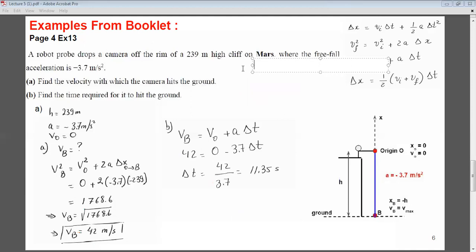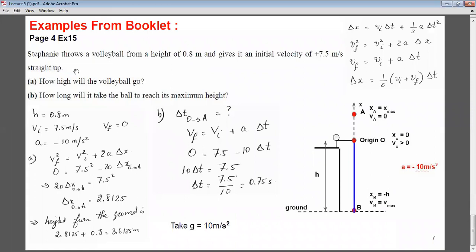Last exercise. Stephanie throws a volleyball from a height of 0.8 meter and gives it an initial velocity. So this time it throws it upward. So this is the second scenario with an initial velocity plus 7.5 meters per second. So what information here I have? I have the initial velocity equals 7.5 meters per second. This is the information here.